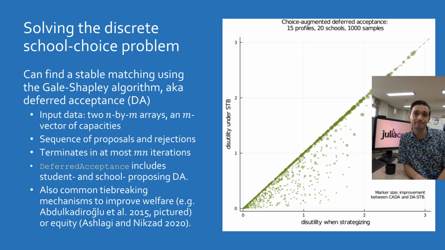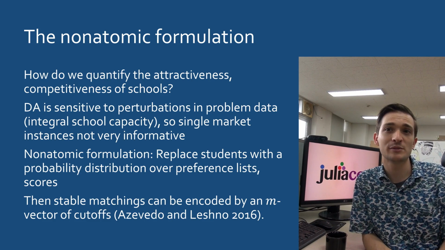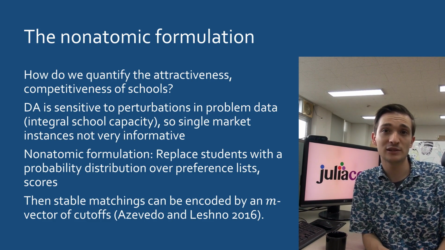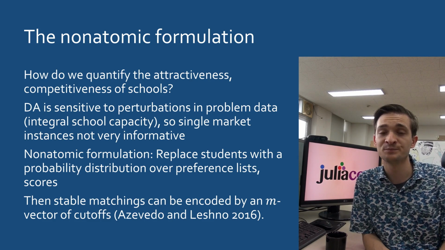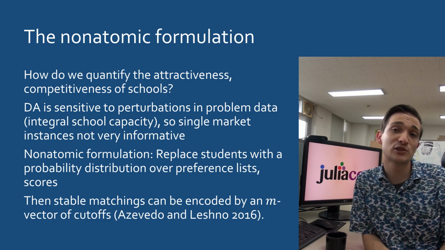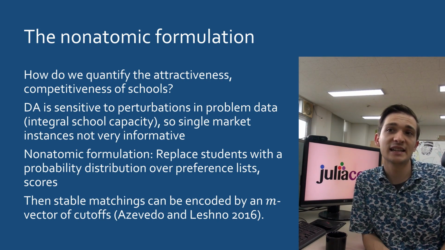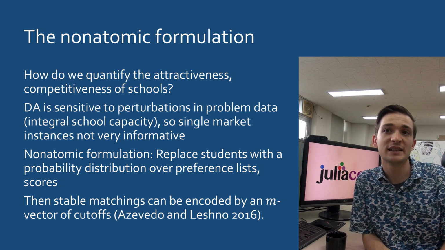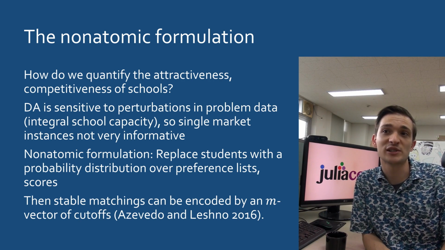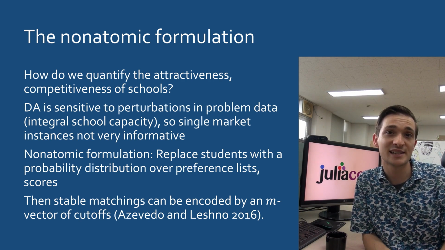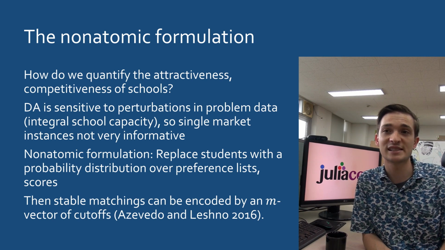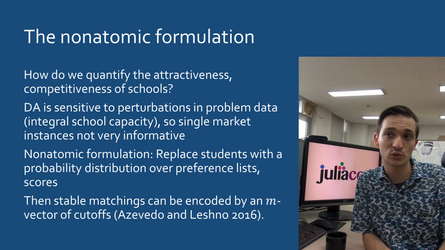student welfare. This algorithm is cool, but by looking at a single stable assignment, it can be hard to conclude much about the overall preferability or competitiveness of each school. A recent development in the school choice literature is a nonatomic framework that enables this sort of econometric analysis by modeling students as a probability distribution over the set of possible preference lists and scores.